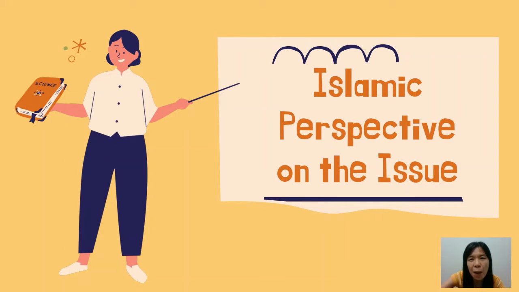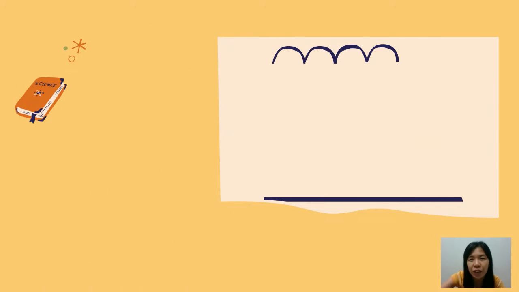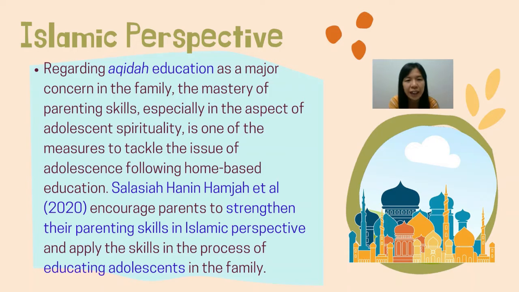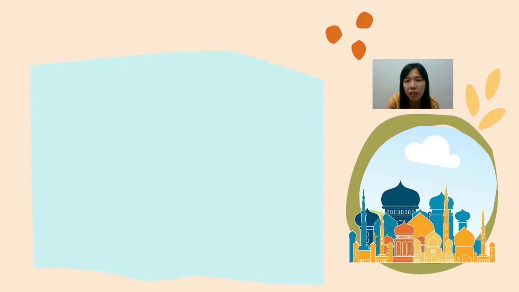Next, let's look at the Islamic perspective on the issue. Regarding Aqidah education as a major concern in the family, the mastery of parenting skills, especially in the aspect of adolescent spirituality, is one of the measures to tackle the issue of adolescents following home-based education. Salasia Hanim Hanja and others encourage parents to strengthen their parenting skills in the Islamic perspective and apply the skills in the process of educating adolescents in the family.